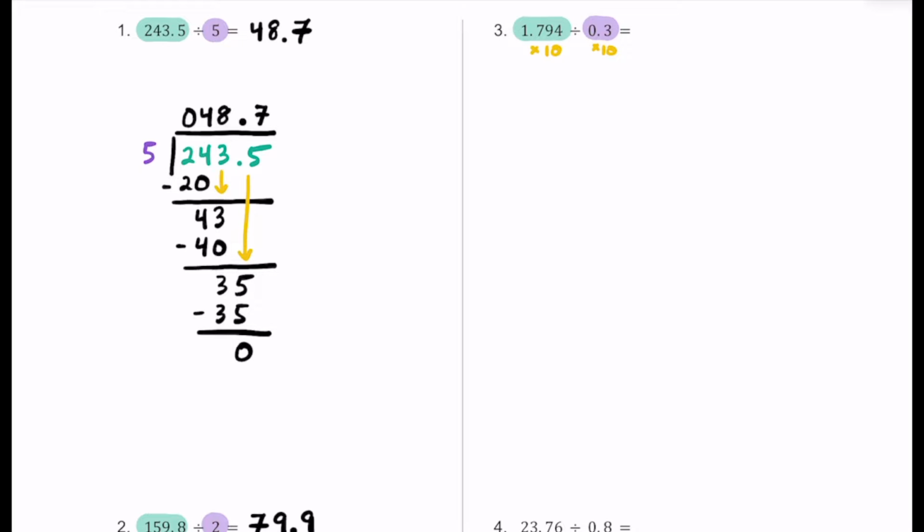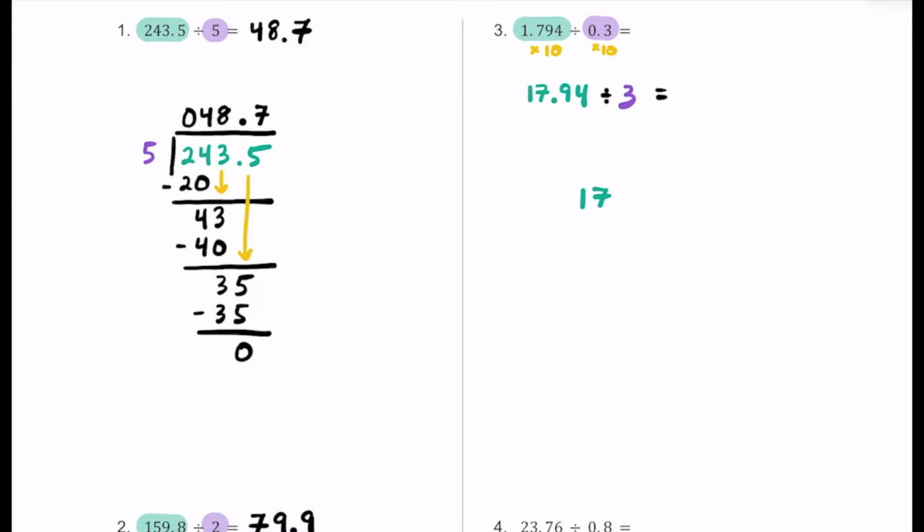Now, whenever you multiply a number by 10, the decimal just slides one space to the right. So our first decimal is going to then be 17 and 94 hundredths. And instead of dividing by this 3/10, we're going to be dividing it by 3 instead. So we're going to go ahead and solve this problem, right? So as long as we multiply both the dividend and divisor by 10, if we solve this problem, we're going to get the same answer as we would have otherwise. So let's go ahead and set up this long division.